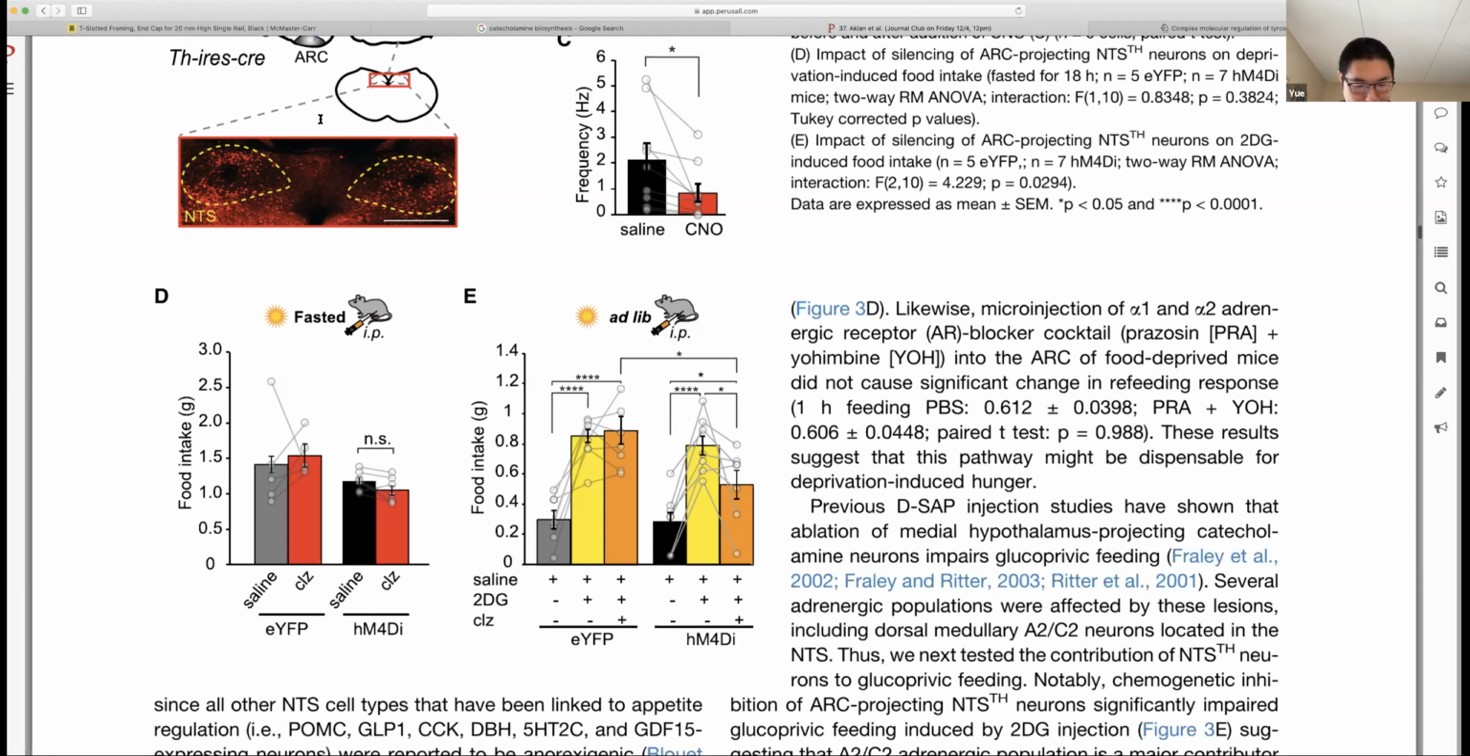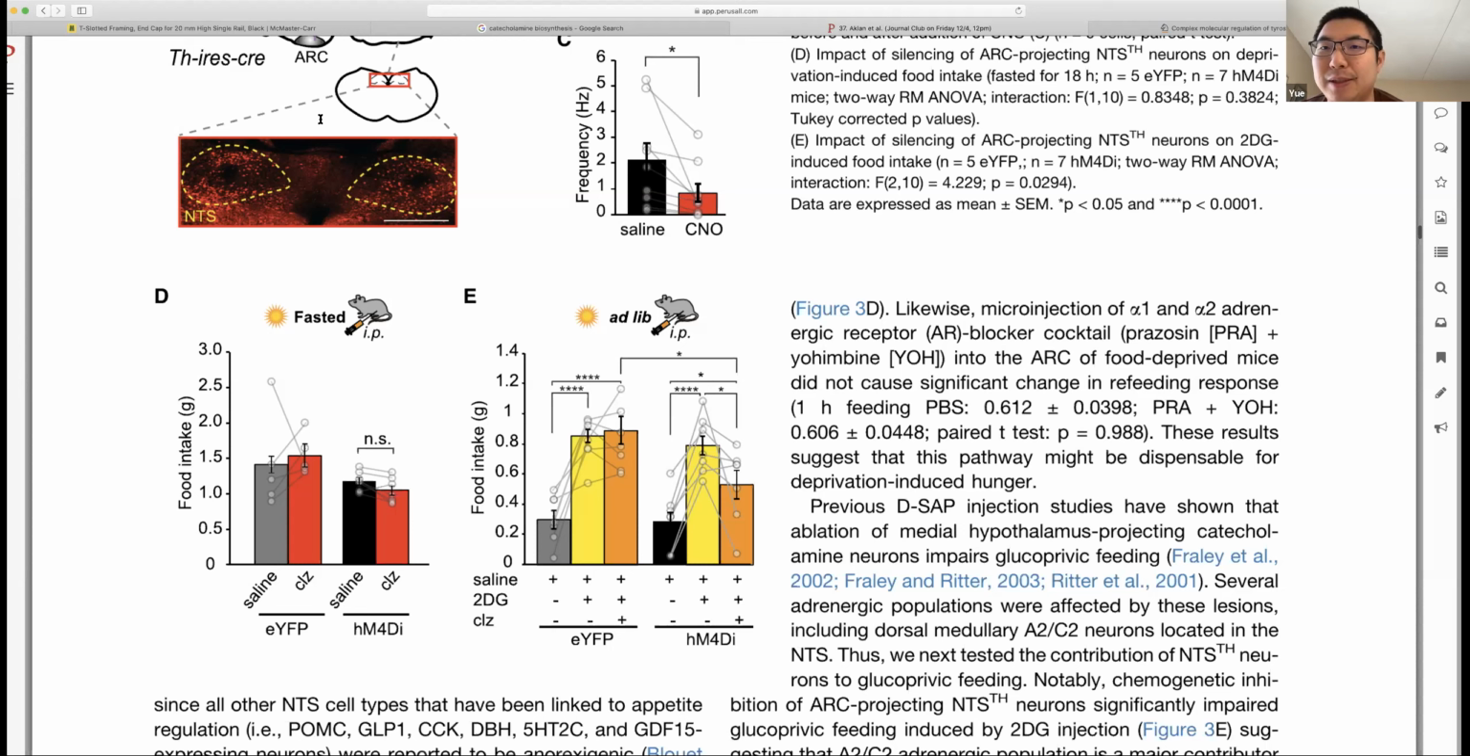Is it glucoprivic feeding behaviors? So they have well-fed mice in E, and then they are comparing. Here, in addition to saline and CNO, they also added 2DG, which is a drug that will trigger this kind of feeding behavior. We can see in the control group on the left, when you inject EYFP, upon application of 2DG, you have significantly increased food intake.